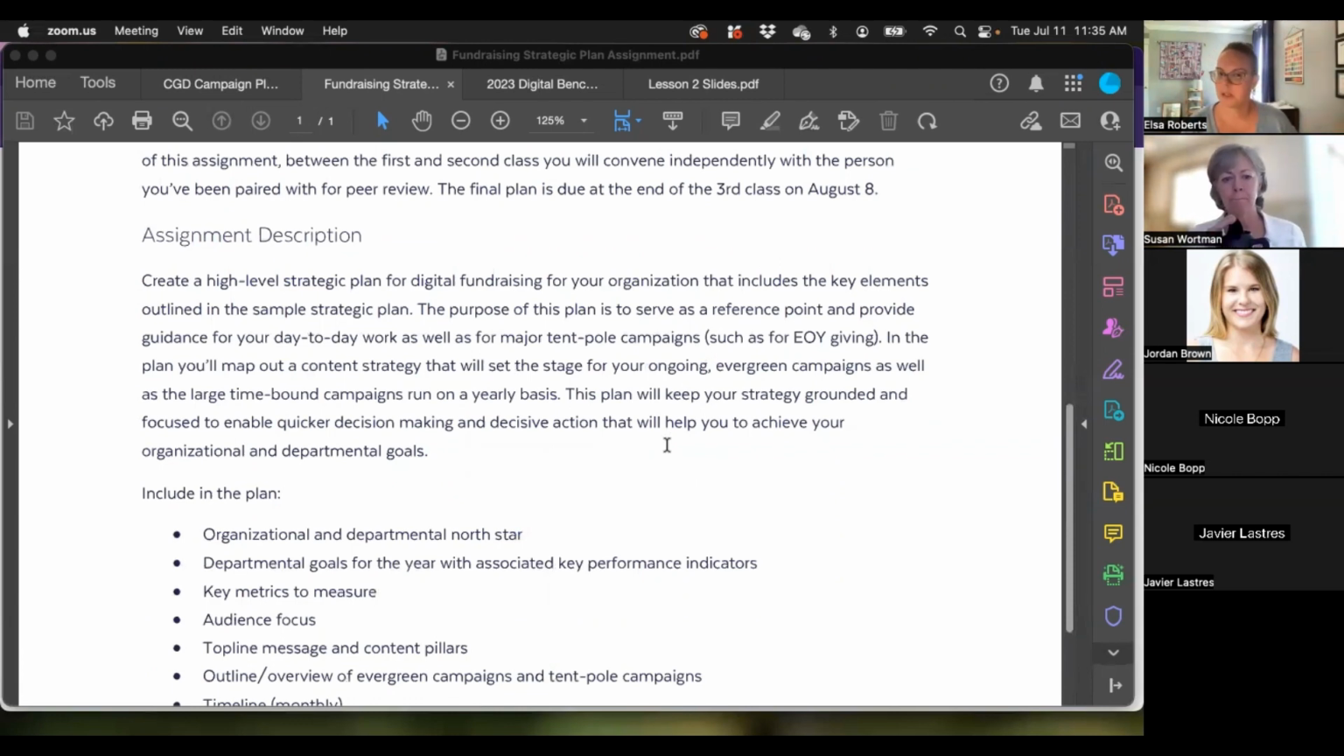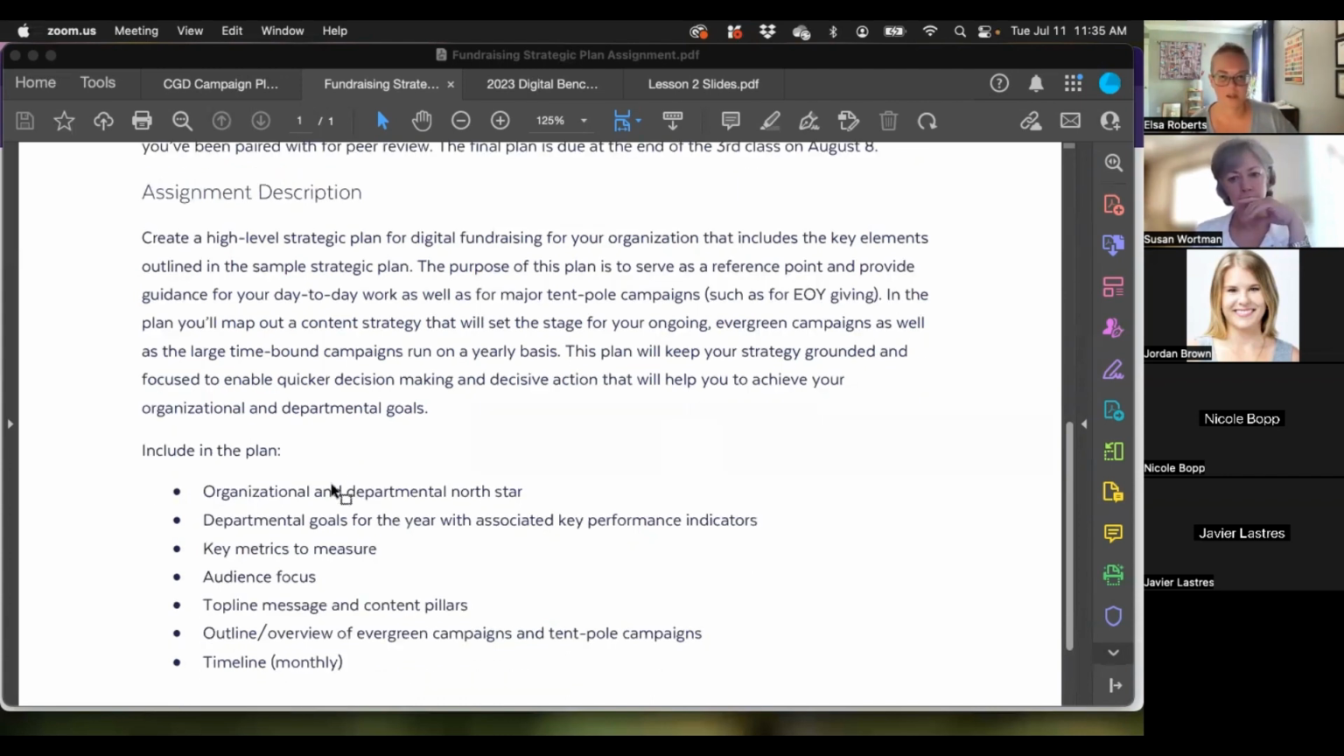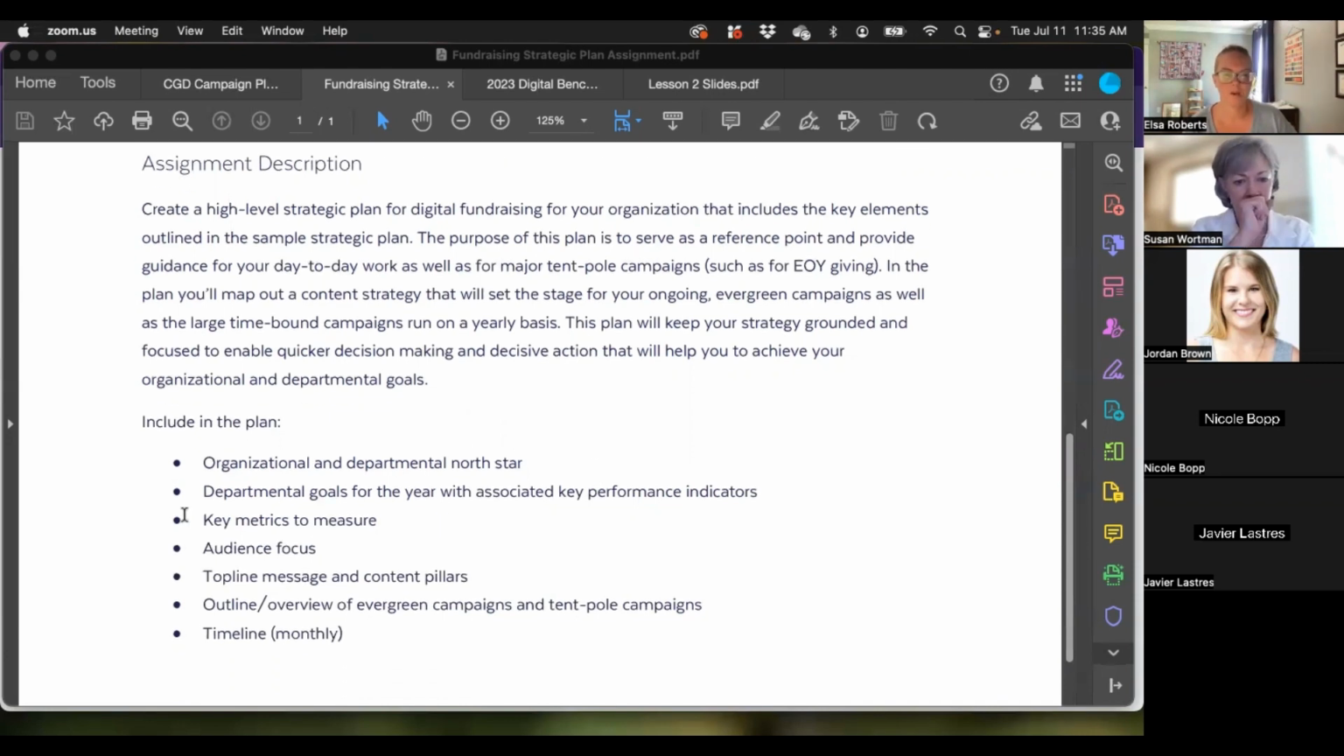So basically the point of this is to create a high level strategic plan for your digital fundraising program for your organization. That's going to include several different key elements, including what your North Star or goal is for your organization and how those tie into the goal that you have for your fundraising program. You're going to want to include typically what the key metrics are that you want to measure, who your audiences are that you're focusing on, what your key messages are, and what your main content areas are going to be focused around.